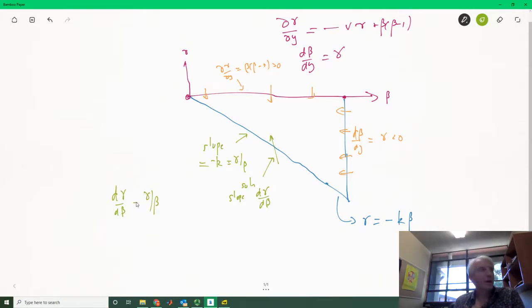Maybe it's better to write it like this. We want dγ/dβ to be less than γ/β. Okay, so that's our condition. If that's the case, then all the flows here are steeper and it's going to come into this region. We've got this parameter k that we're free to fiddle with to make it steeper. So this is the condition we've got to analyse.